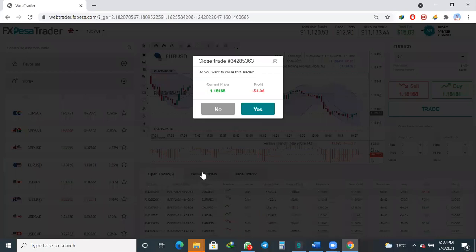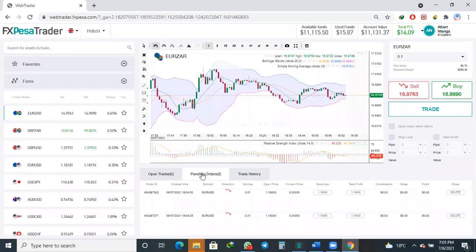Now, before it reaches that level, it will be under pending orders. And I've told you pending orders are the trades that are pending, before the rate at which you want to buy or sell that specific trade is reached.